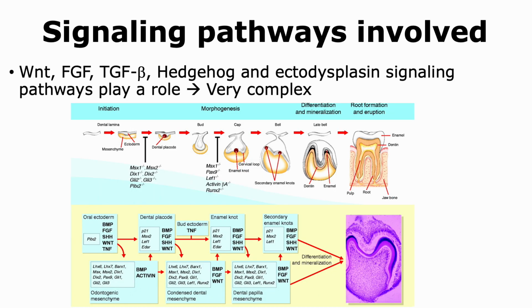Now we look at the various signaling pathways that are involved in the formation of these ectodermal appendages. Literally all the pathways that we have studied play a role. So we can see the actions of Wnt, FGF, TGF-beta, hedgehog, and a new one called ectodysplasin. And all these signaling pathways play a role. This is shown in the figure when we look at the lower end, where we can see at each step all the different molecules that are involved. Hence the formation of these ectodermal appendages is a very complex process that requires a lot of signaling to occur.